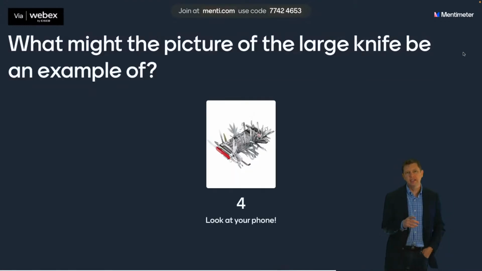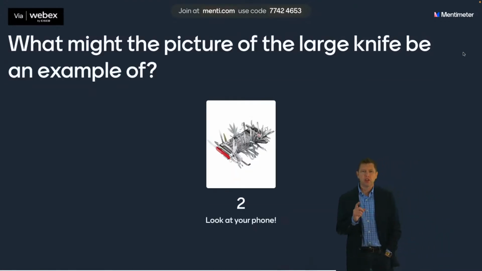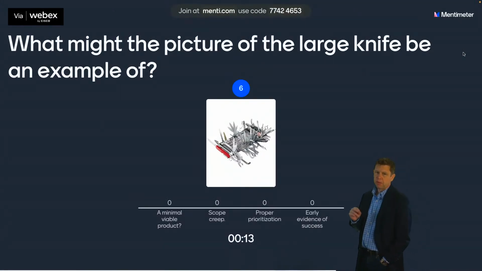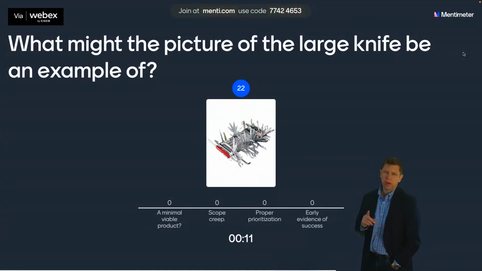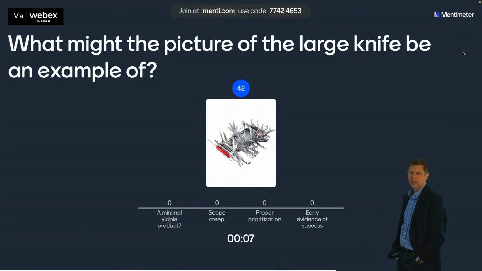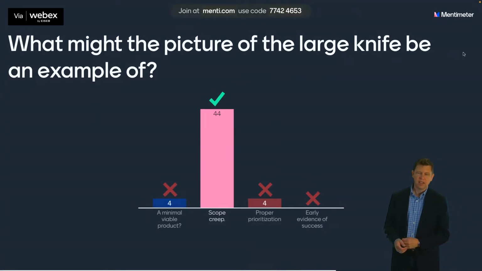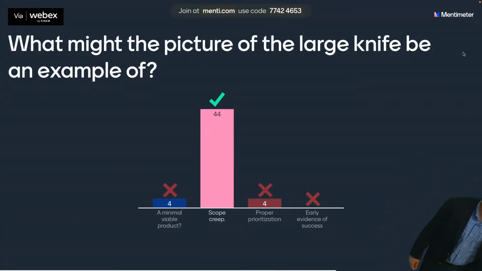Answer fast to get more points. And the question is, what might the picture of the large knife be an example of? Could it be an example of a minimal viable product, scope creep, proper prioritization, or early evidence of success? Yes, scope creep, right? We kept adding one more thing to it, and it got bigger and bigger and bigger as we added one more thing.